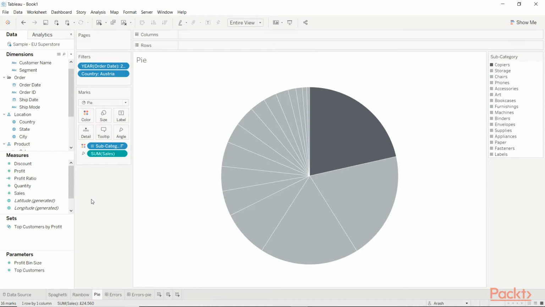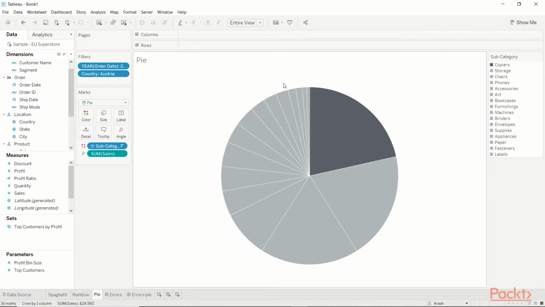Well, we can even take it a step further. The problem with this pie chart is that there are too many segments. Although we are easily seeing the part-to-whole relationship of different segments, it is still very hard to compare, for instance, appliances to supplies by just looking at it. So what we need to do is to actually make this pie chart into a bar chart.